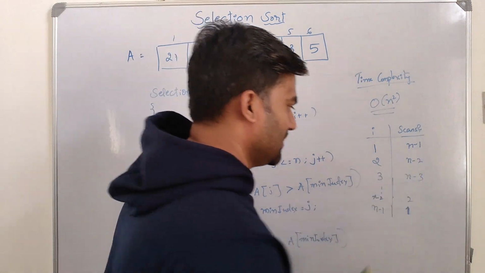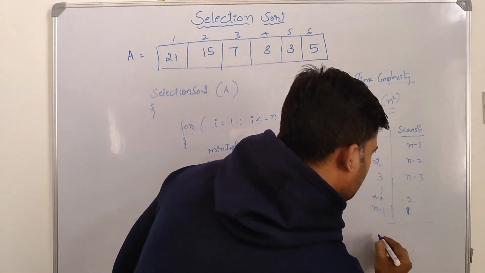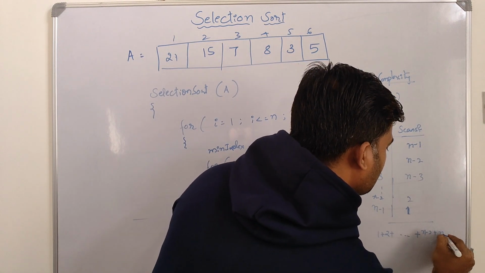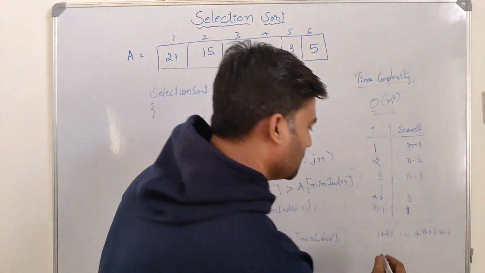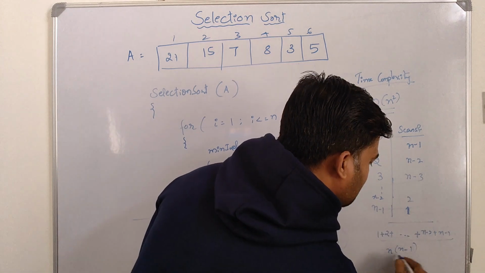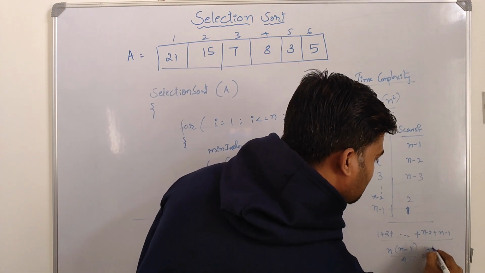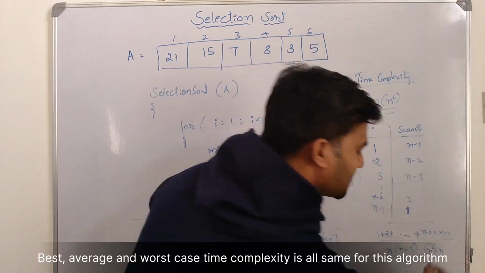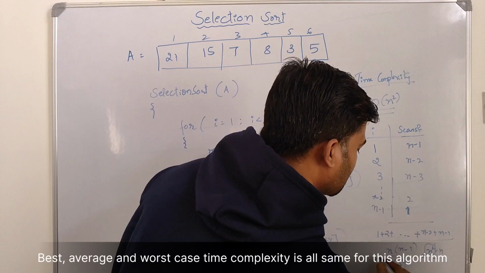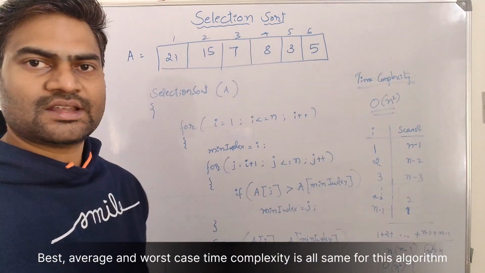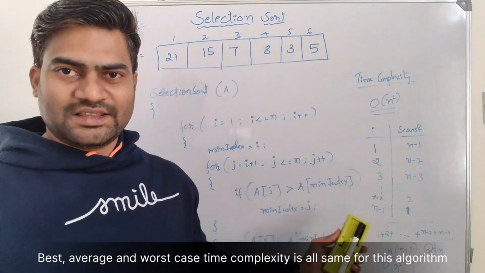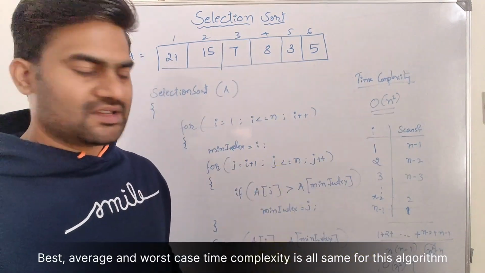If we sum up 1 plus 2 plus and so on till n minus 2 plus n minus 1, this is the sum of natural numbers, which is n into n minus 1 divided by 2, that is equal to n square minus n divided by 2. Since we consider the highest degree in this polynomial, it is of order n square. So this is the time complexity of this particular selection sort.